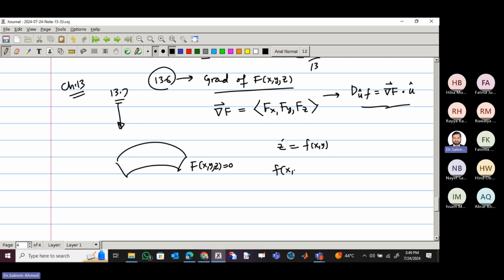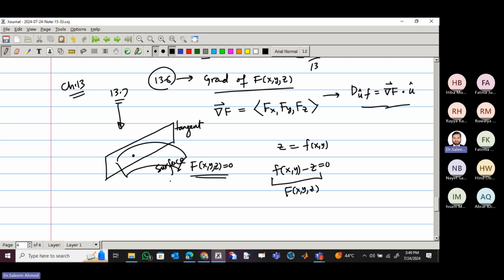You can write f(x, y) minus z equal to 0 and call this whole thing F(x, y, z). You can do that, okay? So you write the surface like that. When you write the surface like that, then at any point you have to find the equation of the tangent plane, right? This is the tangent plane to the surface. This is the surface.